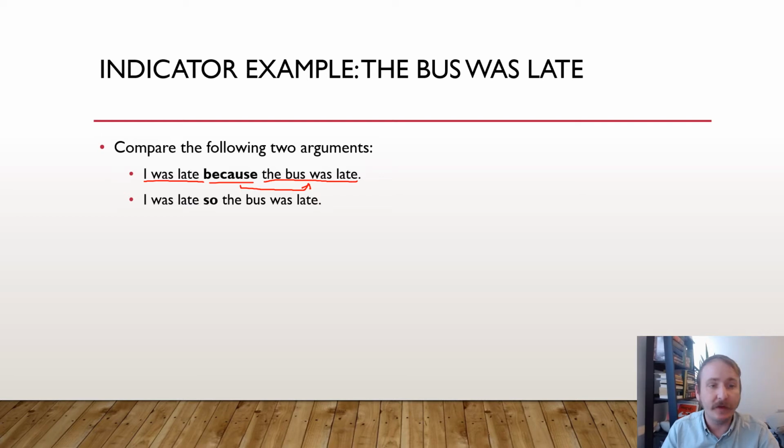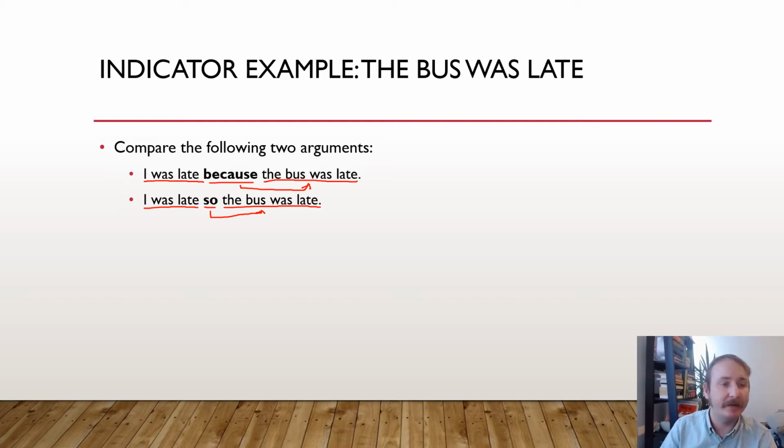I was late, so the bus was late. These have, again, the same thoughts here, right? I was late, the bus was late. But because we're using a different indicator, in this case, "so," which is a conclusion indicator, it completely shifts the meaning of the argument. So this "so" indicates that this thought right here, the bus was late, is the conclusion, and that I was late is the premise. What that means is that this whole statement, I was late, so the bus was late, has a different meaning.